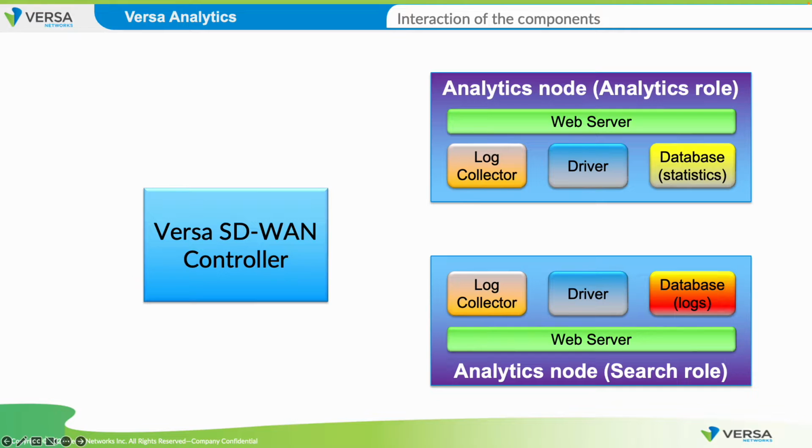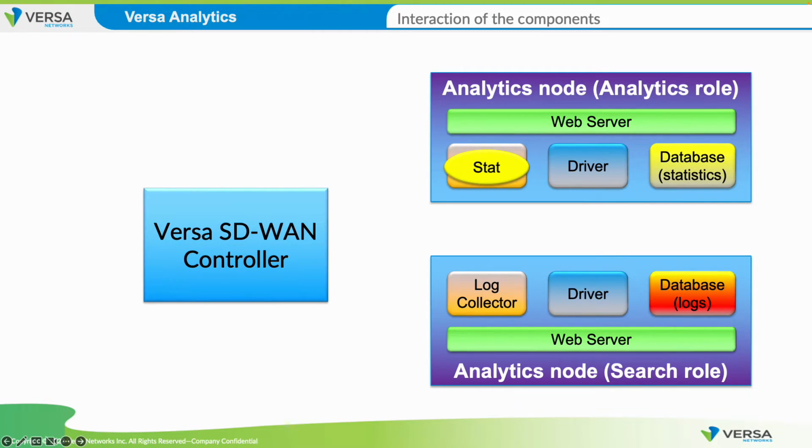Here's the Versa controller and two analytics nodes. One of them is of the analytics role and the second is the search role. So you can see that the databases are different on both of them. When the controller receives some logs, let's say that we received a log with statistical data. This log is going to be forwarded to one of the analytics nodes. So let's say that it got to the log collector on the analytics role node, and then the driver.